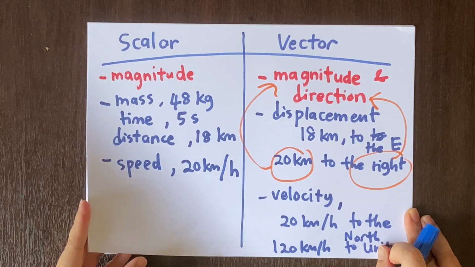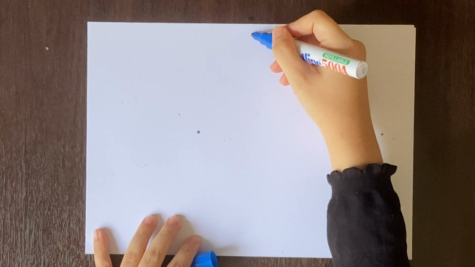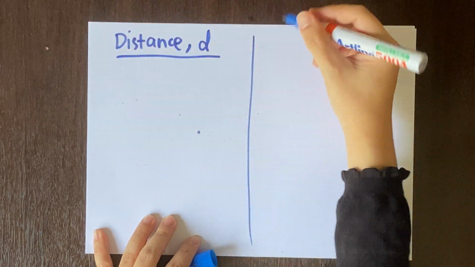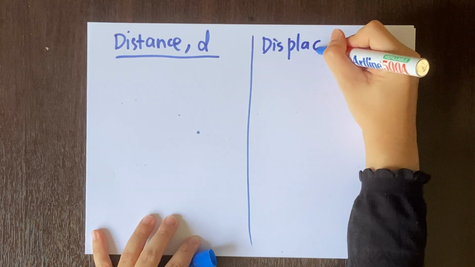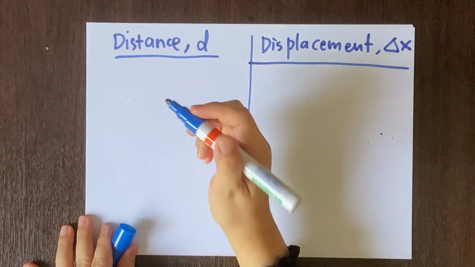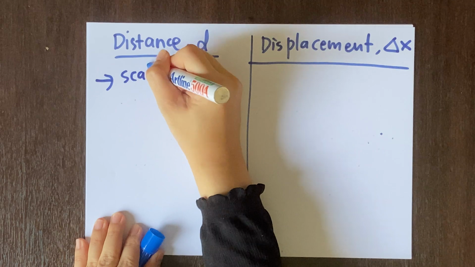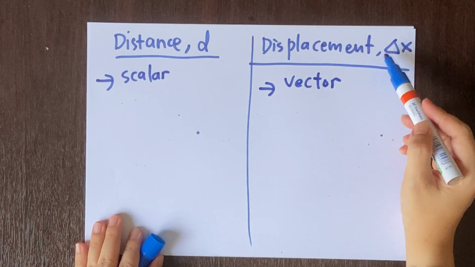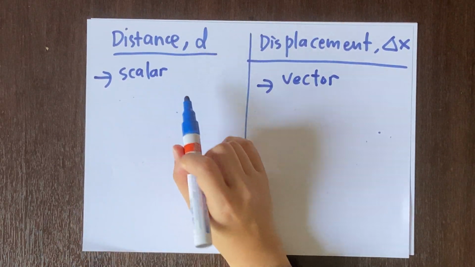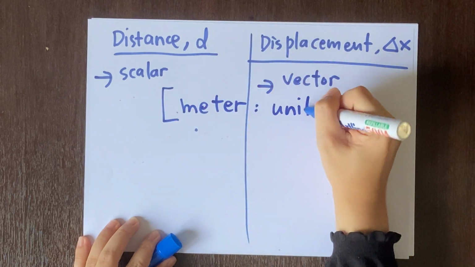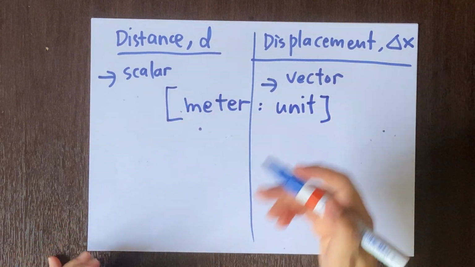Okay, now we move to distance and displacement. I will explain more about distance and displacement. So, distance, the symbol is d. Displacement is delta x. What is distance? Distance is a scalar quantity. Displacement is a vector quantity that has magnitude and direction. Distance has magnitude only. The unit of both is the same, which is meter. But what's the difference between distance and displacement?